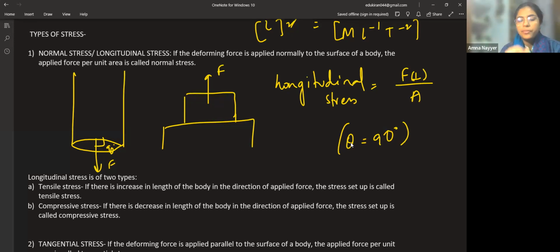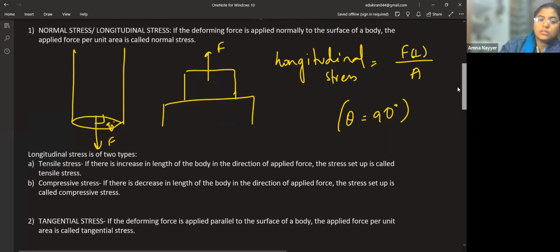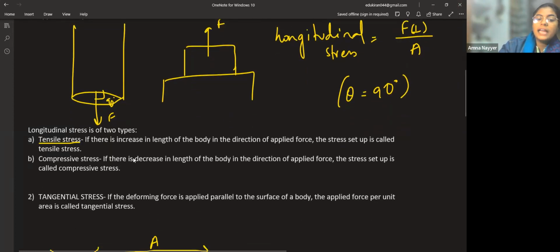Now see, when we are talking about length, the change that is produced here is in length. Length can increase also, length can decrease also. Suppose the force is pulling the rod downwards and the length is increasing, then we say there is an increment in the length of the body, and the longitudinal stress is called tensile stress. And if there is a decrease in the length of the body in the direction of applied force, the stress that is set up is known as the compressive stress.